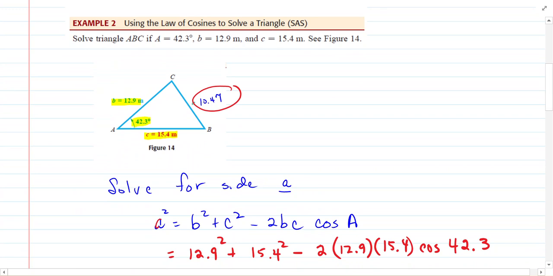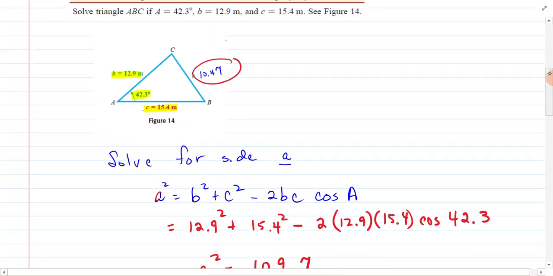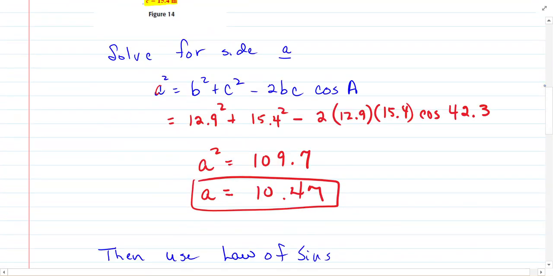So in example 2, you are given angle A is 42.3 degrees. Side B is 12.9, side C is 15.4. So what we do know, if we're going to solve for side A, we can use the law of cosines for that. So A squared equals B squared plus C squared minus 2BC cosine A. Then you're just filling in all the numbers that you do have. There's some squaring, there's some calculator work. A squared is 109.7, so A is 10.47.